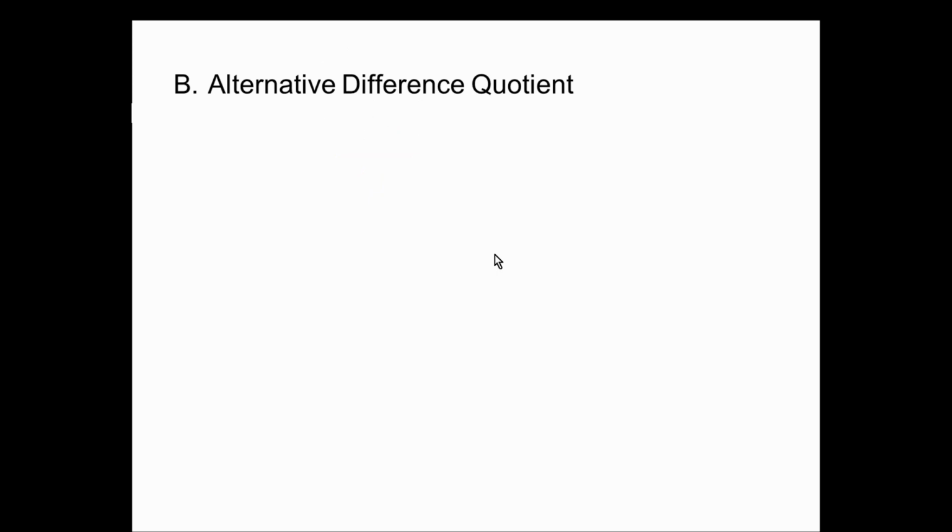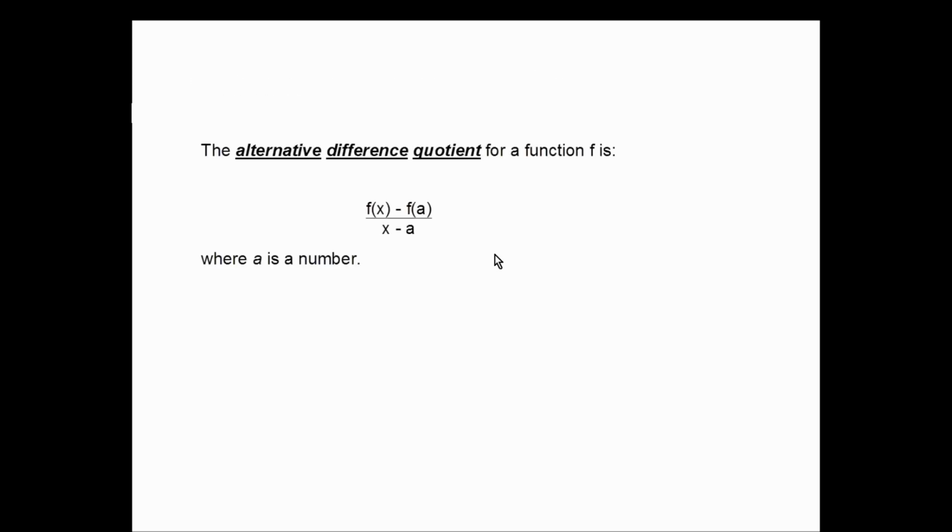The alternative difference quotient. Okay, what is it? The alternative difference quotient for a function f is this. It's f of x minus f of a all over x minus a, where a is a number. Now in the regular difference quotient, we had an h in the denominator and we wanted it to cancel. In the alternative difference quotient, we want the x minus a to eventually cancel, which means factoring.